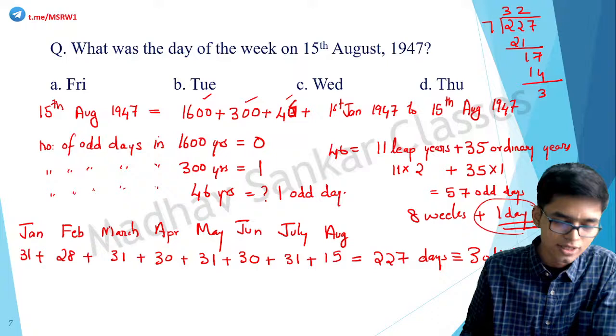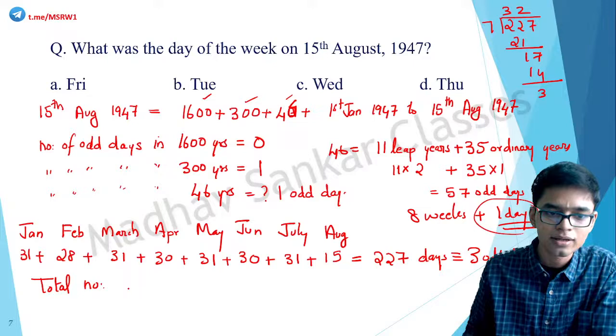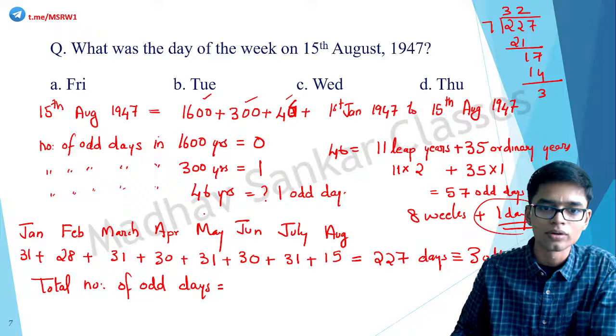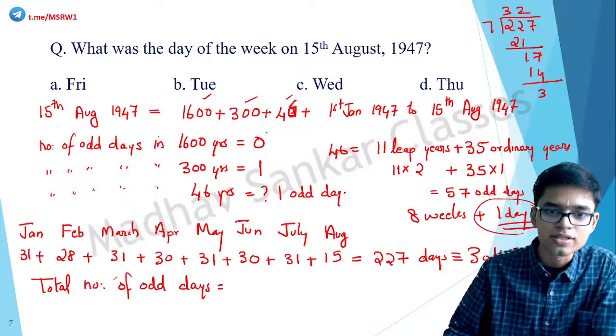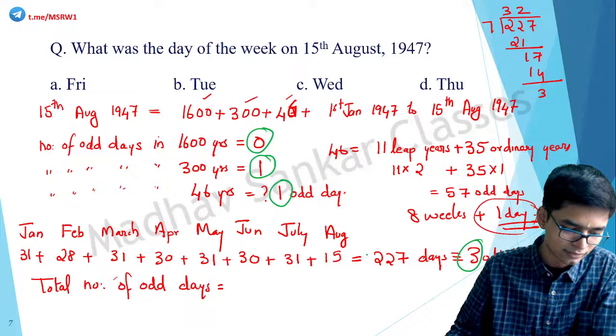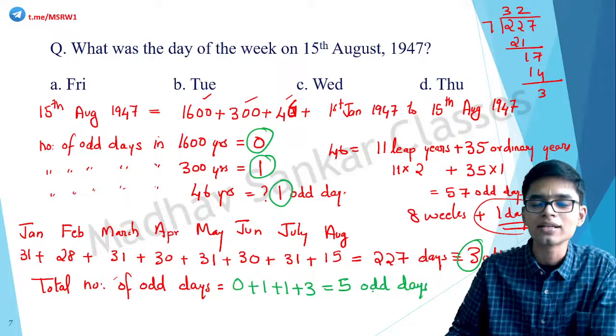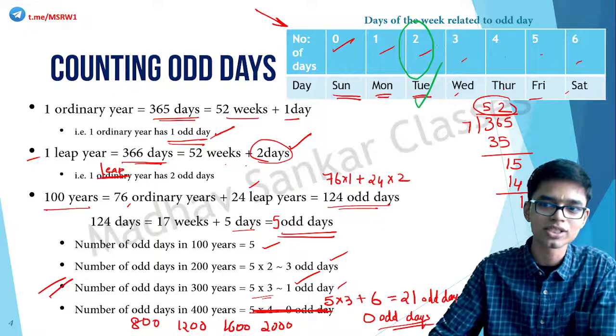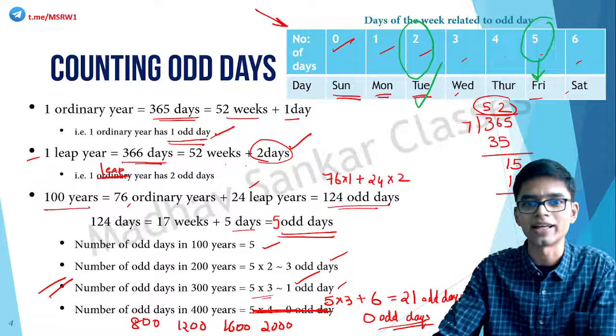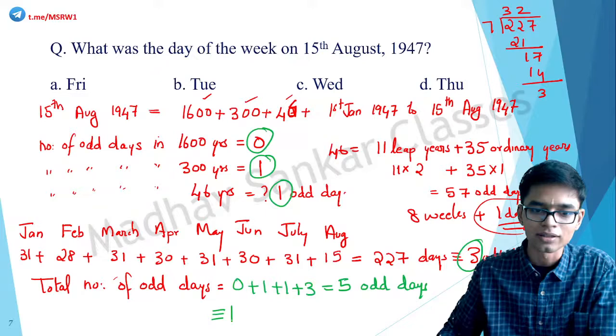Alright, so what is the total number of odd days? Total number of odd days is equal to 0 plus 1 plus 1 plus 3, which is equal to 5 odd days. Clear? So if there are 5 odd days, then what is the weekday? Go back and look into the chart. If there are 5 odd days, then the weekday is Friday. So it is a Friday. It was a Friday.